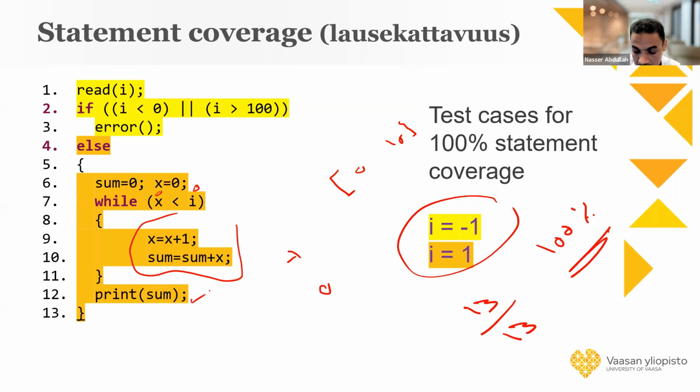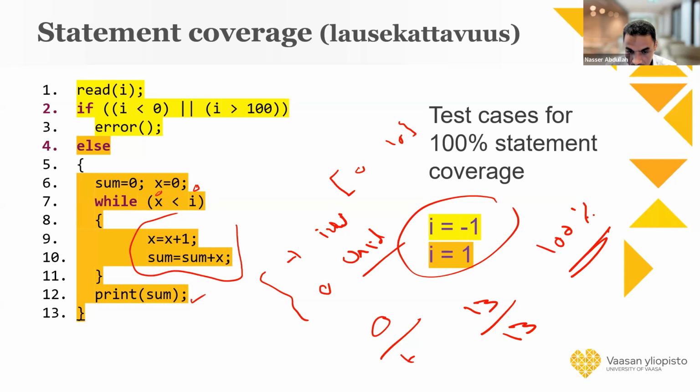It will come to print 0. That means if we select, based on the previous methods, this is invalid, right? And this is valid. But this one will not cover 100%. It will cover maybe 90 or 80%, based on the result of the number of statements divided by the total number of statements.